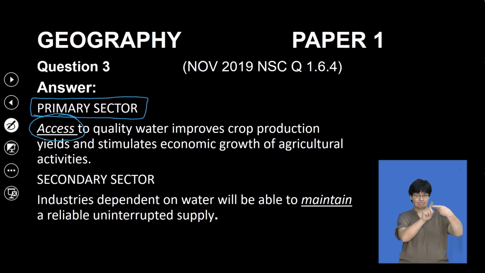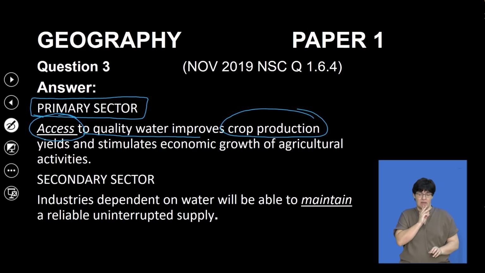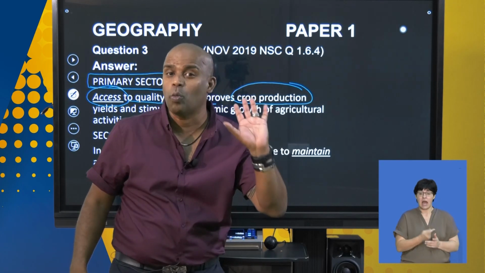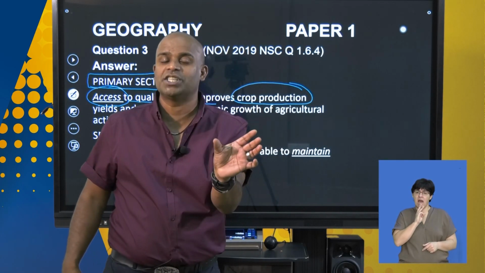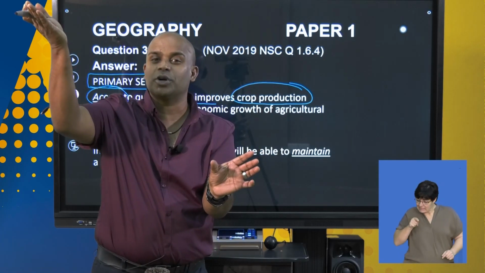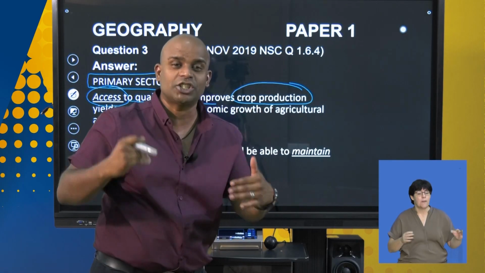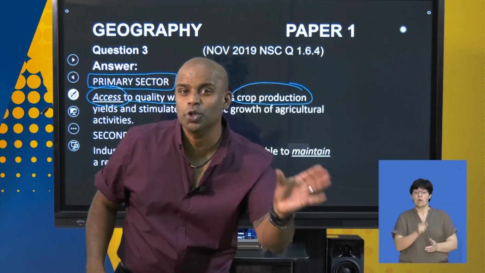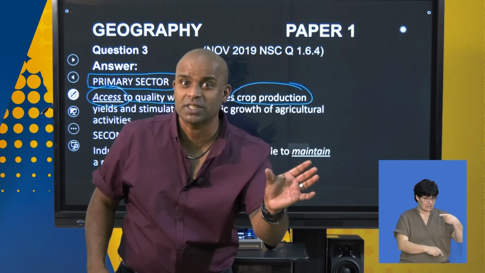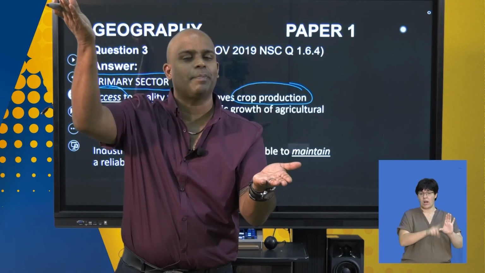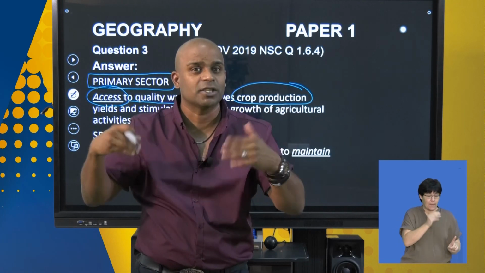Access, and you'll note access is a qualifying word. Access to quality water improves crop production. Am I discussing? Yes, I am. I'm qualifying the water as access to quality water to improve crop production. In that one sentence, I've been able to give a discussion. Firstly, the access to the water, and not just water, quality water. What is it doing? Improves crop production. The crops will be growing better.